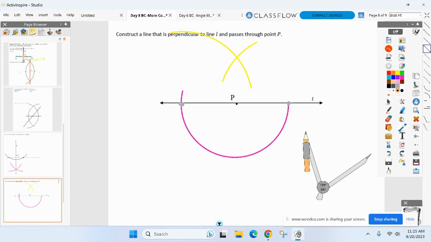And it does say a line here, so I am going to have to put arrows on this beast.